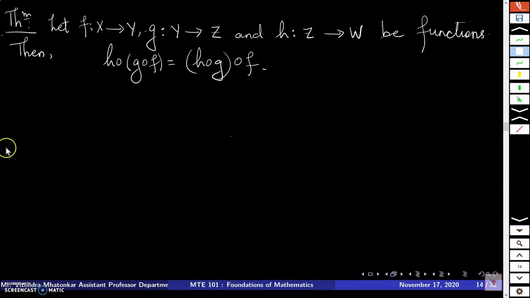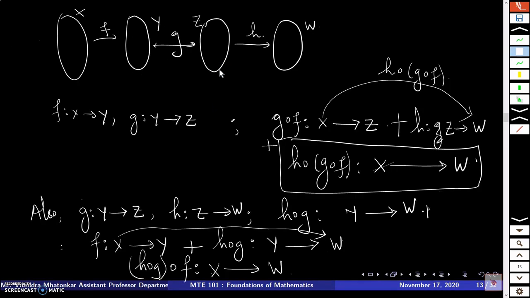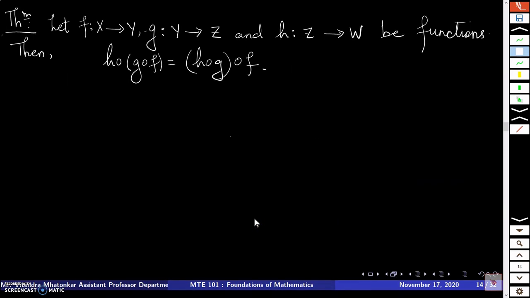Right? Now I want to show that h composite g composite f, this function, is the same as h composite g composite f. Okay, and when do you say that two functions are equal? Their domain should be the same, their codomain should be the same, and they should agree at each and every value in their domains, right? Here we have already shown that their domains and codomains are the same. So now we only have to show that they agree at each and every value in their domain, right? So let's write it systematically.